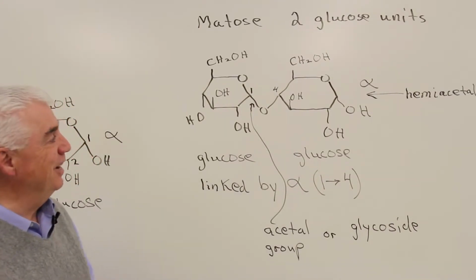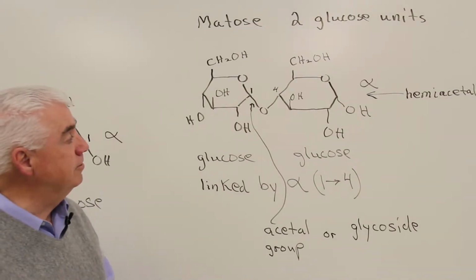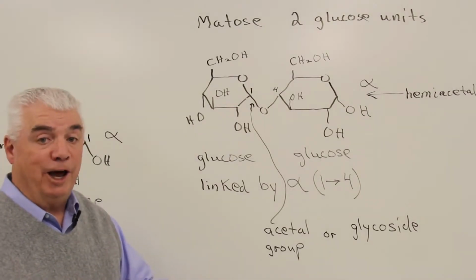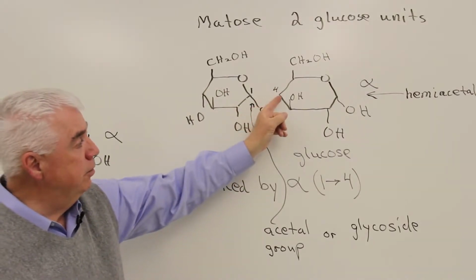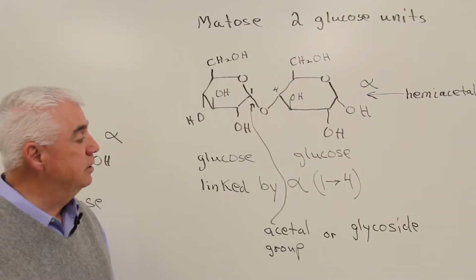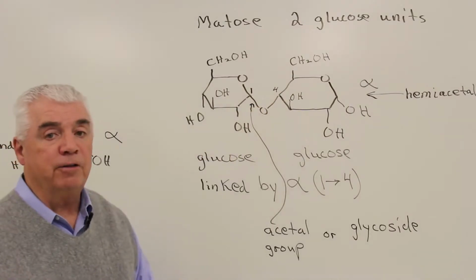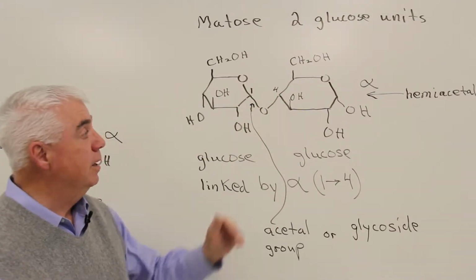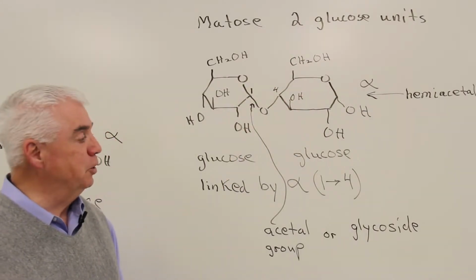Let's see if that makes sense. Here's position 1 of the glucose unit on the left. And remember, it can be up or down. And if it's down, it's alpha. And it's linked to the 4 position of the neighboring glucose unit. So it's an alpha 1 to 4. We didn't have to specify the direction at position 4, because if we say it's glucose, then it has to be down at position 4.